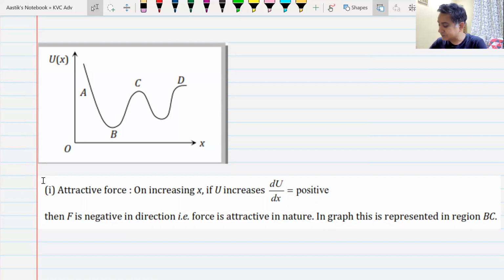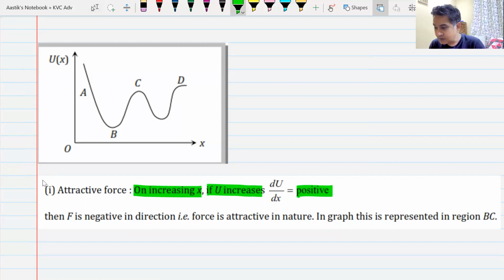Now, what do you mean by gradient? Gradient is a derivative. If on increasing x, U increases, then the gradient is positive. We understand this. If the gradient is positive, force is negative. Force is negative, that means it is attractive in nature. It is trying to pull you back. Do we understand this?